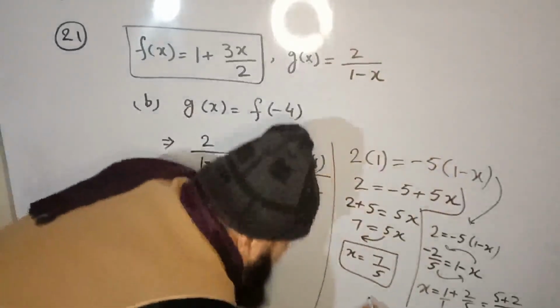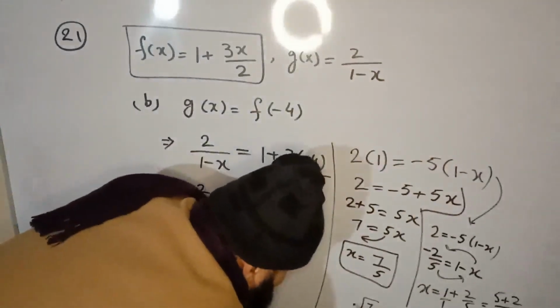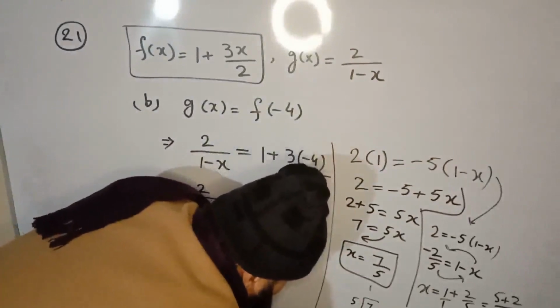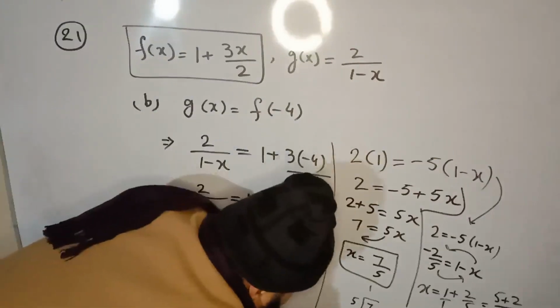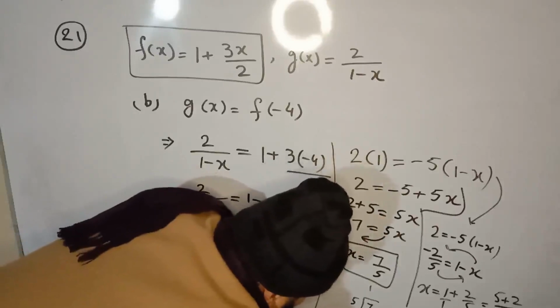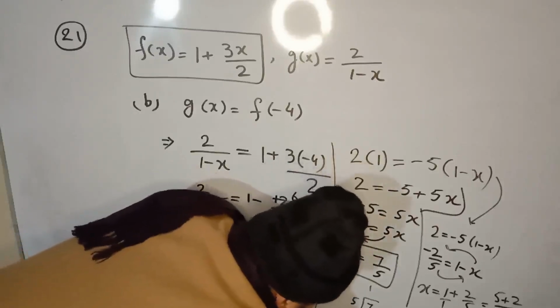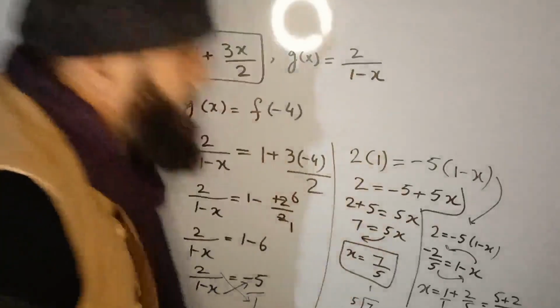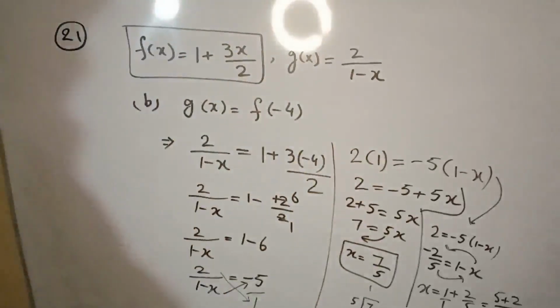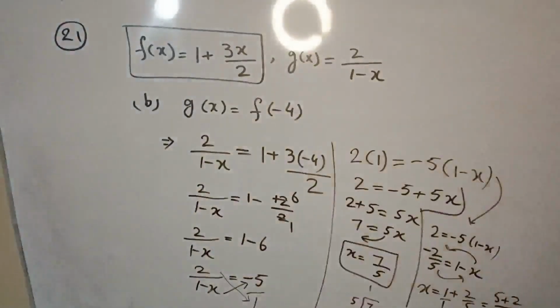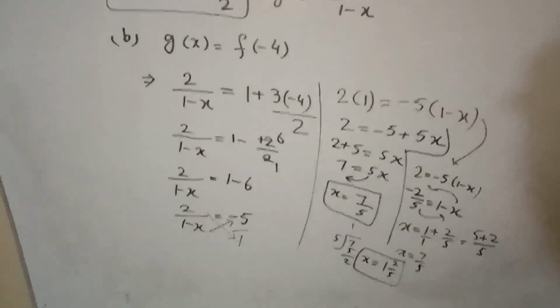7 over 5 can also be written like this: 7 divided by 5, 5 ones are 5, 2 is remainder. So x can be written as 1 whole 2 over 5. Both answers are the same. So this is how you solve questions about functions and these linear equations.